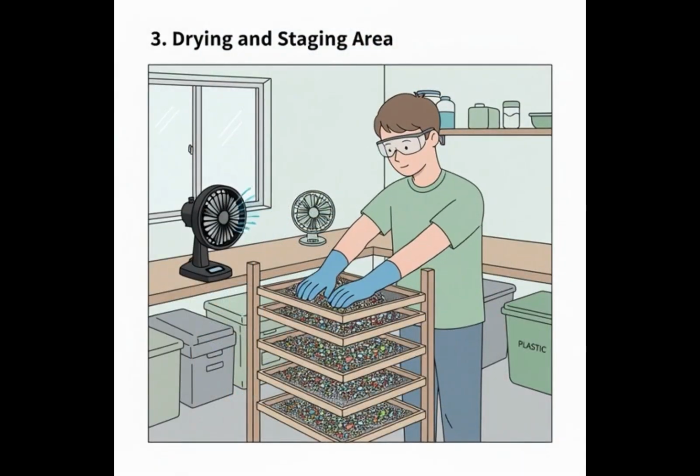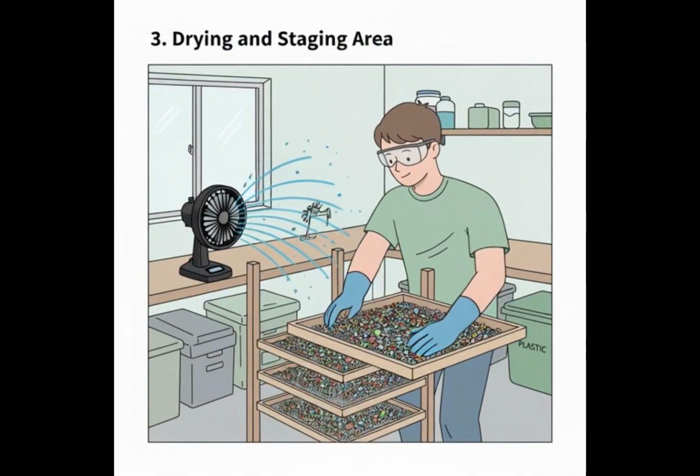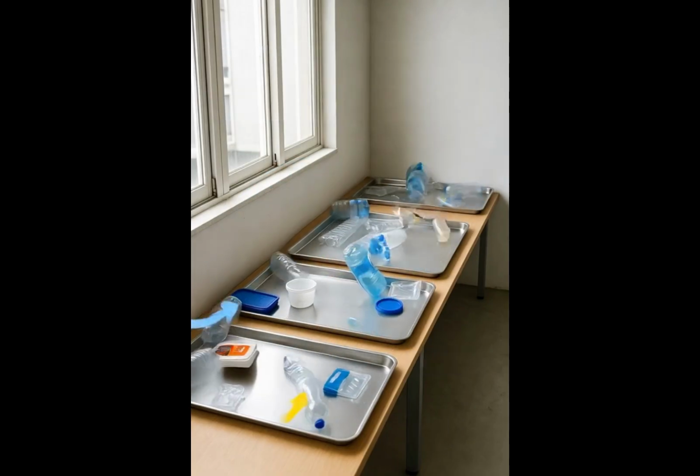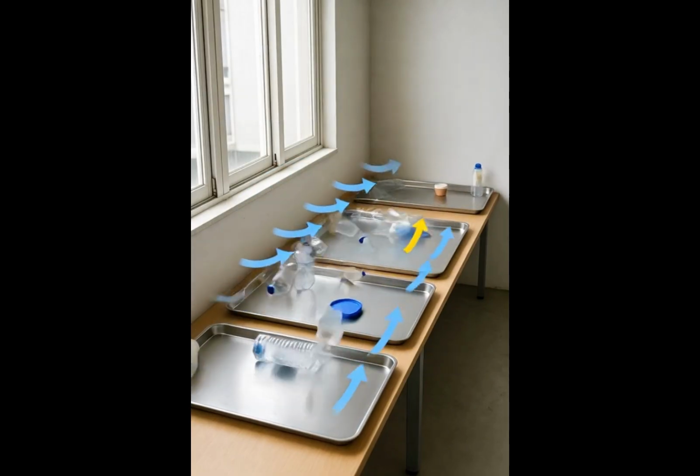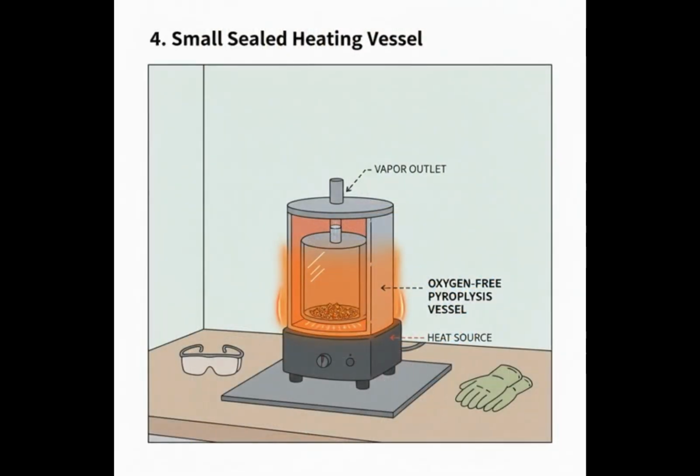3. Drying the prepared waste. The prepared plastic pieces are then laid out to dry. Airflow is shown to represent moisture removal, which helps keep the material clean and ready for the next stage.